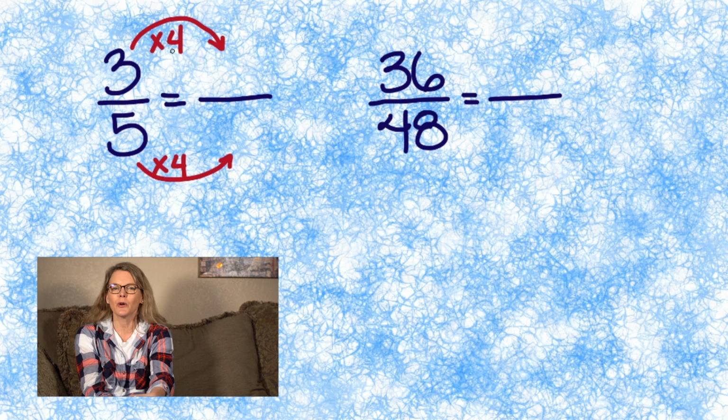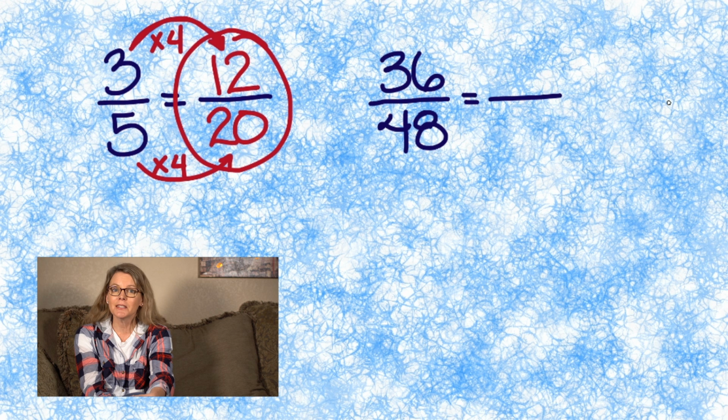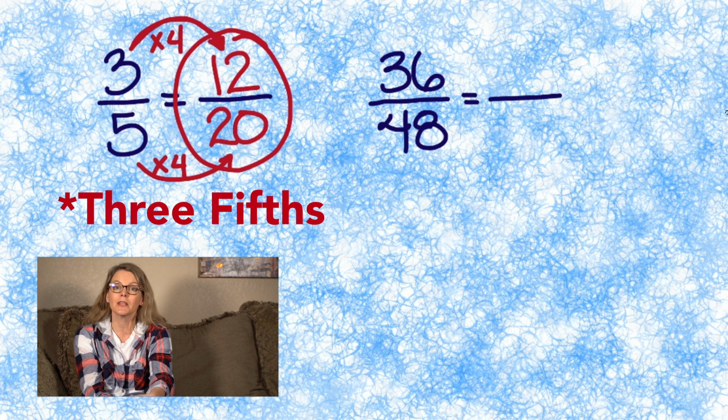I like to draw these rainbows to remember to multiply both numbers by 4. My new equivalent fraction has 3 times 4, which equals 12 for the top, and 5 times 4, which is 20 on the bottom, for an answer of 12/20. This is still equal to the original 3/5, even though it looks different.